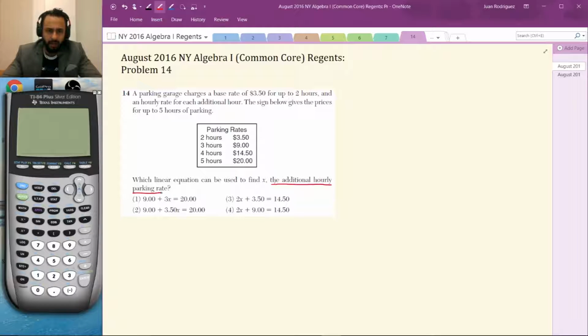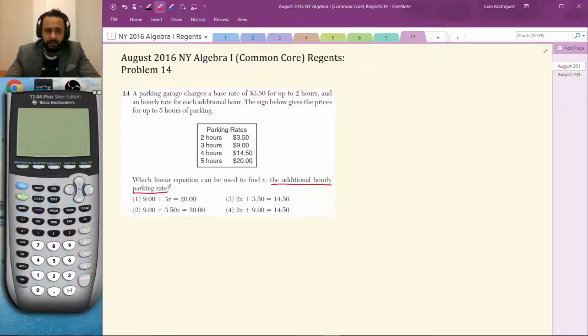Some people make x be the time. Some people make x be the time after 2 hours. Some people make x be the cost for the first 2 hours. Whatever they feel like making the x be, they make x be that. No, they defined x for us. It's the additional hourly parking rate.